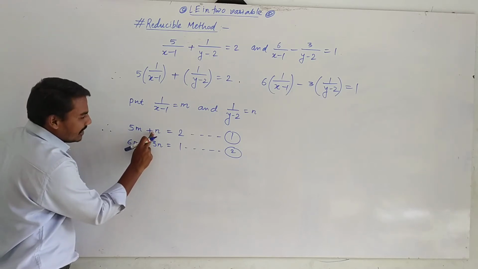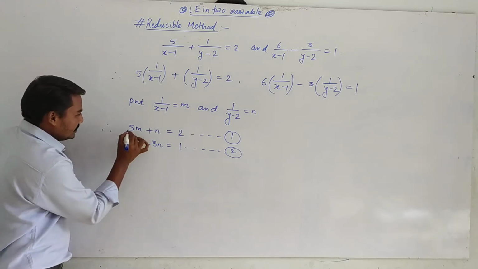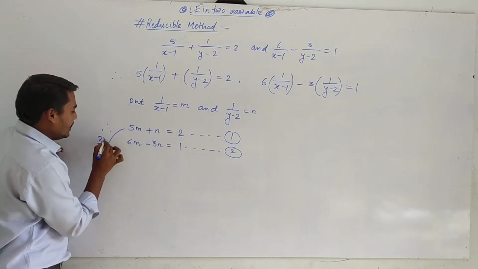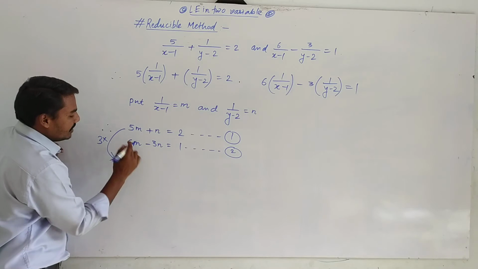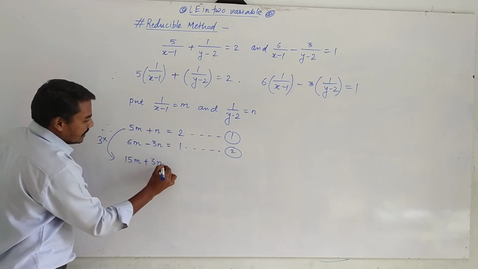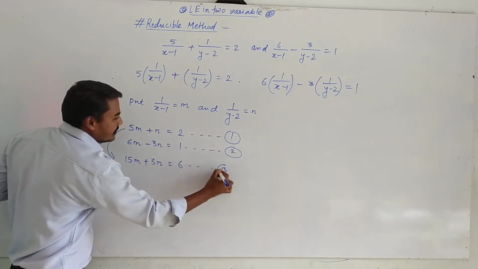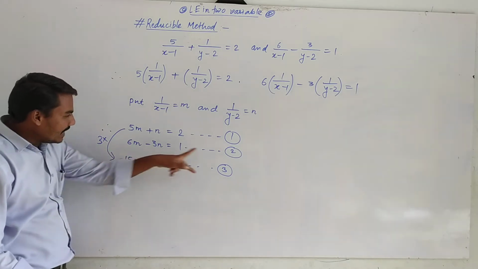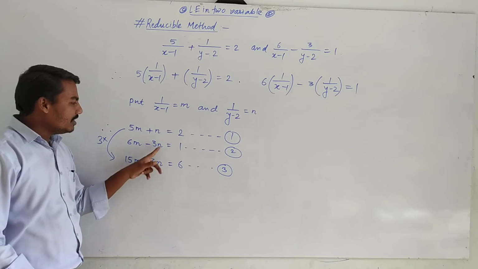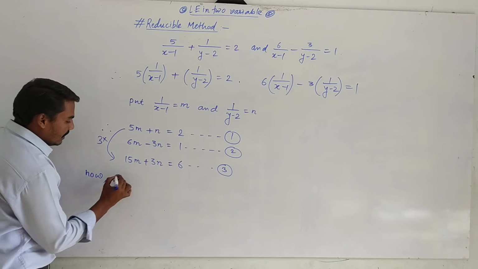After multiplying by 3 here, the coefficients of both will be equal, so multiply equation number 1 by 3. So after multiplying by 3, equation 1 becomes 15m plus 3n is equal to 6, equation number 3. So now observe equations 2 and 3, the coefficients become equal.